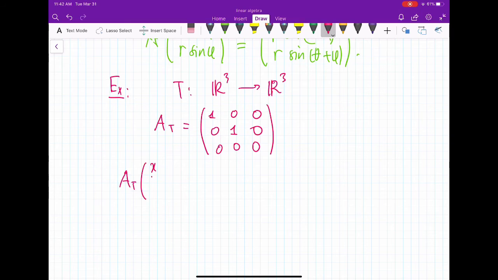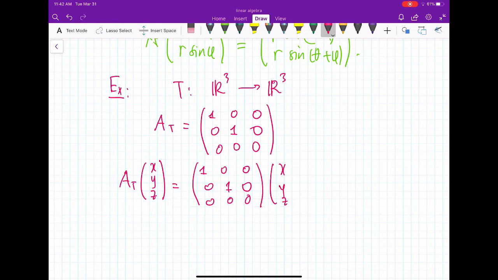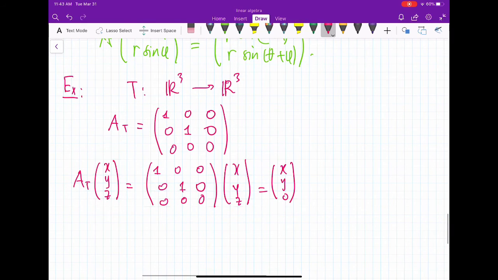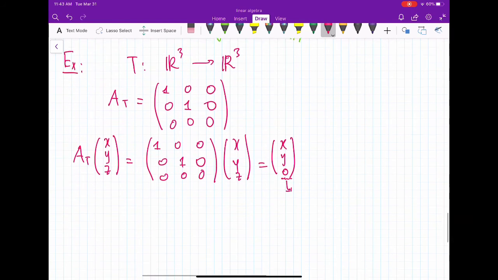If you apply A_T to some vector or point (x, y, z), you have [1, 0, 0; 0, 1, 0; 0, 0, 0] times (x, y, z), and that is just (x, y, 0). So basically, you project the point (x, y, z) onto the xy plane, right? Because the z coordinate of the image is just 0. That is the point on the xy plane. Make sense?